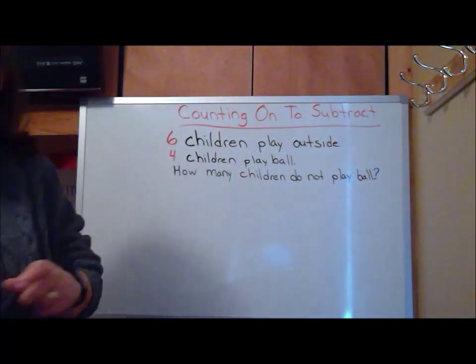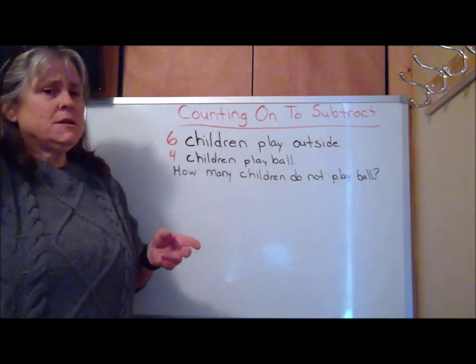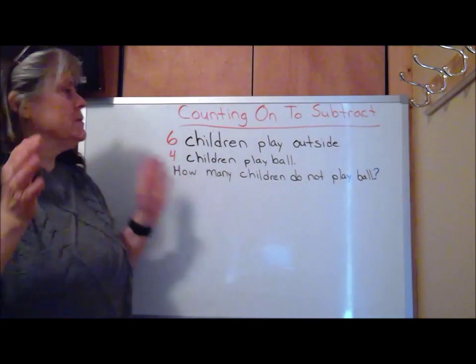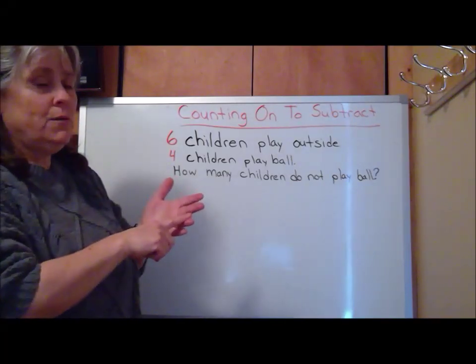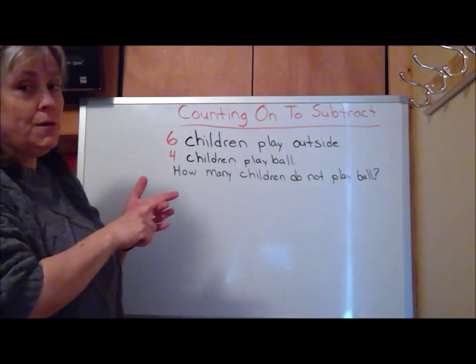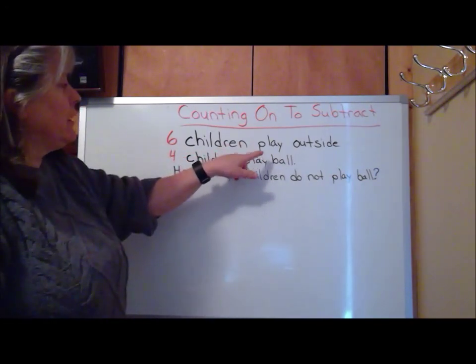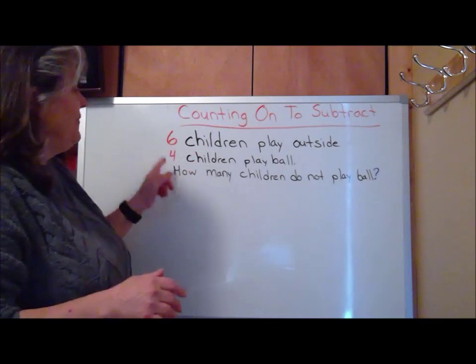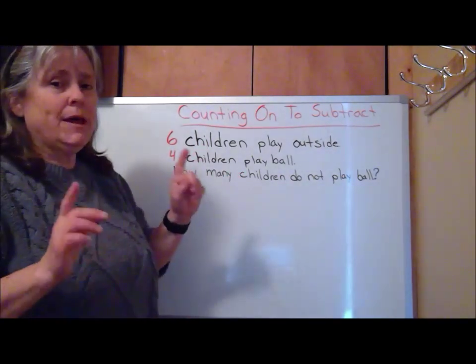All right. So let's think for a second. What are we talking about? So let's read it again. What do we know? And what do we want to know? And how are we going to figure that out? So 6 children play outside. 4 children play ball. How many children do not play ball?